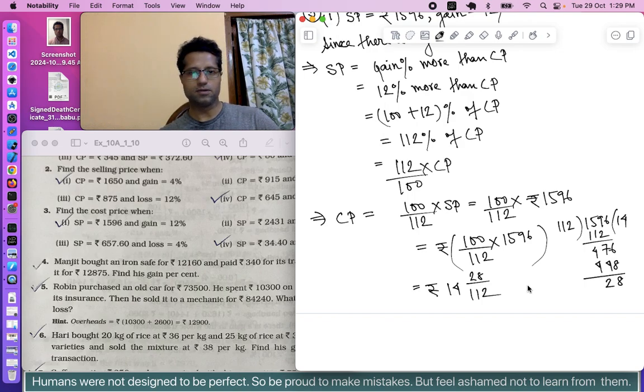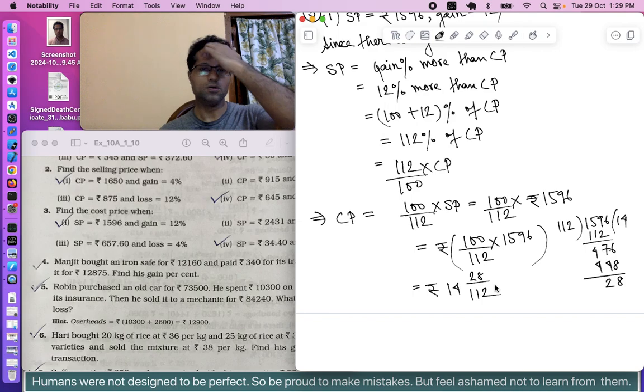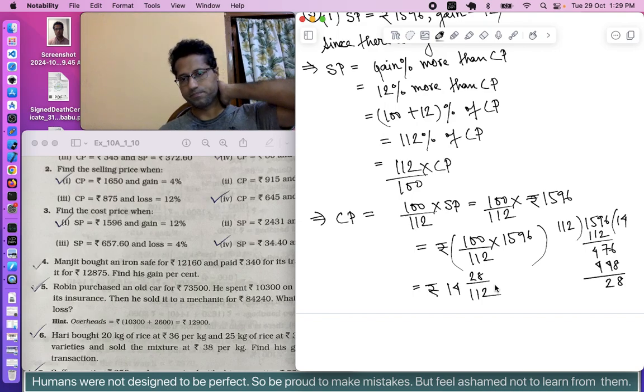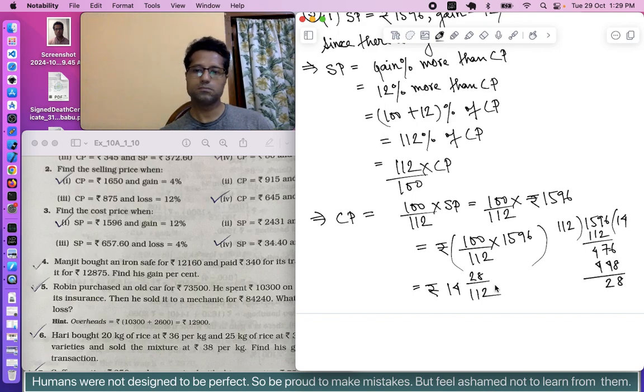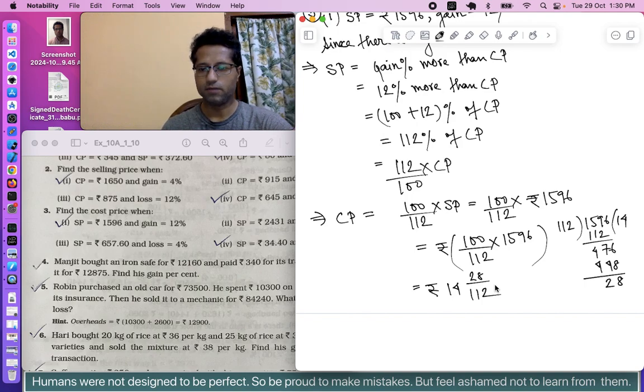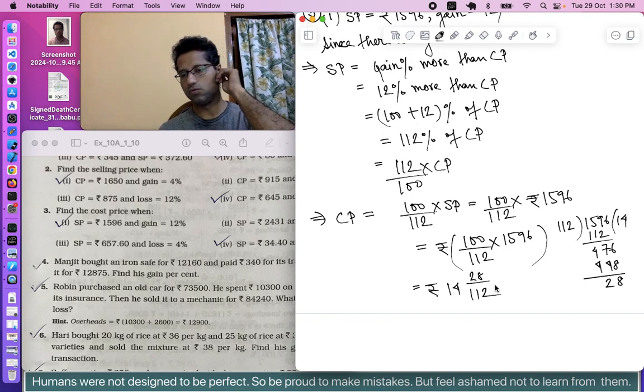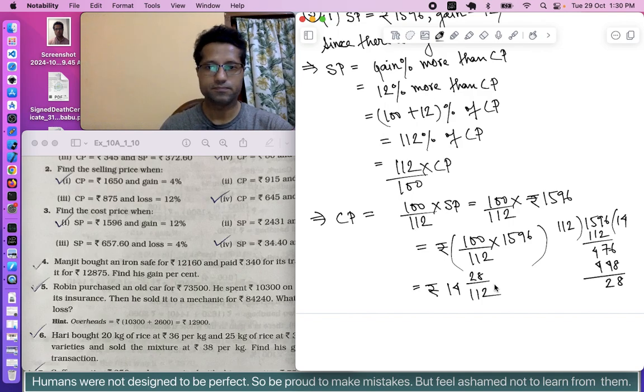Now the final calculation, I might be making some mistakes. I don't know whether the answer is 14 and 28 by 112 or it is given in decimal or fraction. That is not important. The important thing, of course, is that you must not make any silly mistake. The important thing is to understand the problem and apply the concept and the formula correctly. So I will leave it as 14 and 28 by 112. Even though 28 by 112 can be further simplified, I am not doing that.